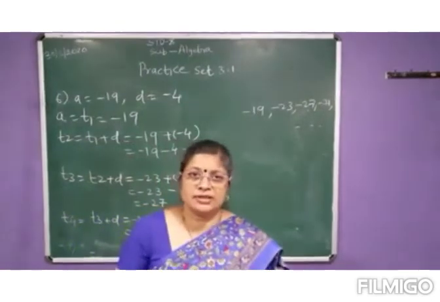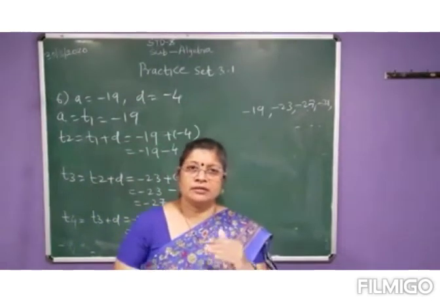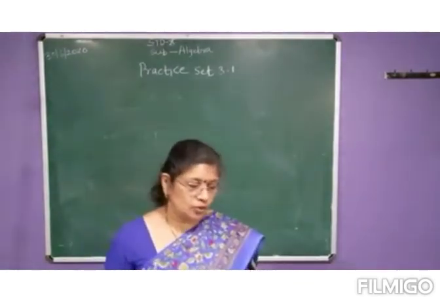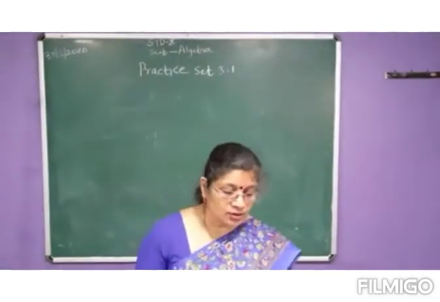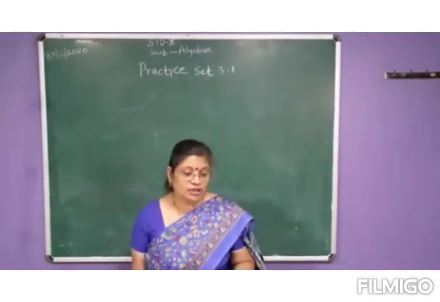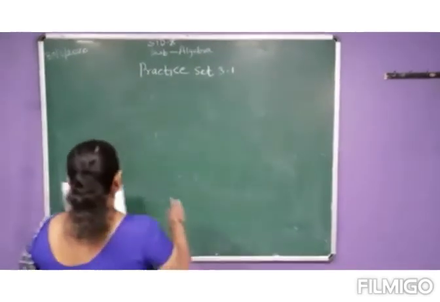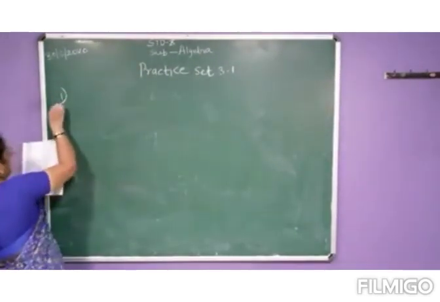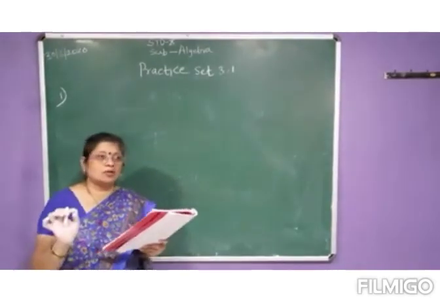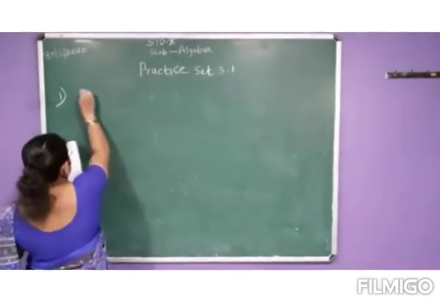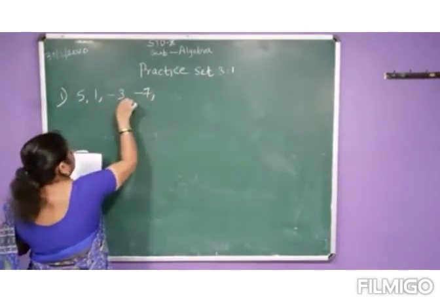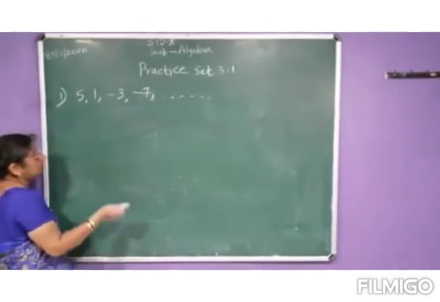Now after that we will go for 3.1, the third question. What is the question? Find the first term and the common difference for each of the APs. It means the AP is given, and you have to only write down the first term and the common difference. So 5, 1, minus 3, minus 7. This is the AP given.